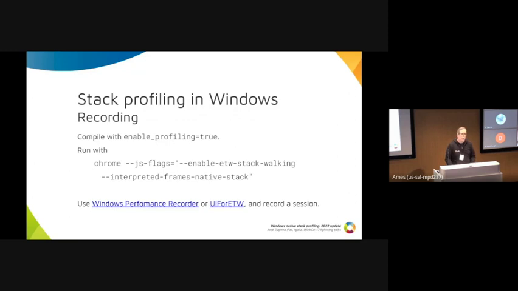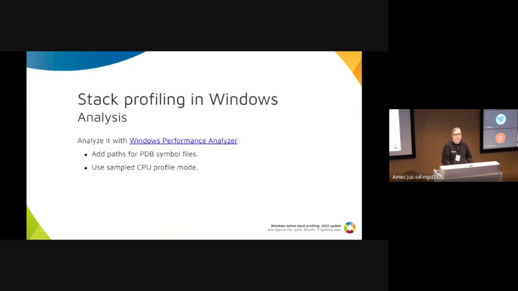Okay, so how do we do the recording? First, we need to compile with enable profiling equal to true. This is a command line that could work for doing the captures. And for doing the actual recording, we can use Windows Performance Recorder or UI for ETW and recording session. About analysis, we can use the Windows Performance Analyzer. We need to have the paths for the PDB symbol files. We need to use the sample CPU profile view of the tool.